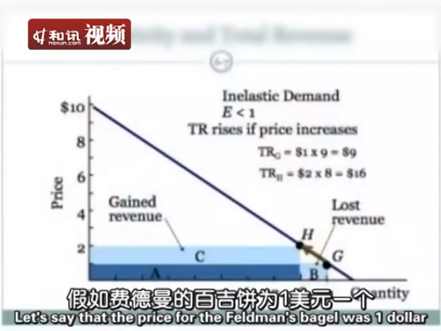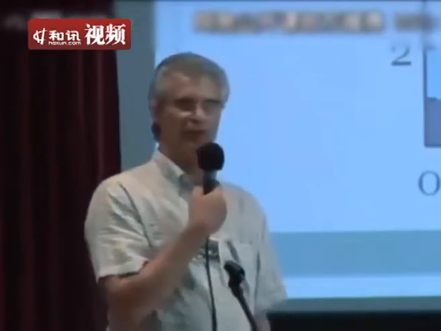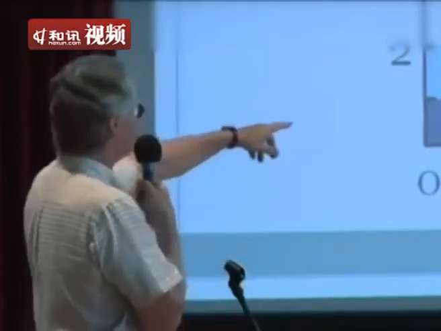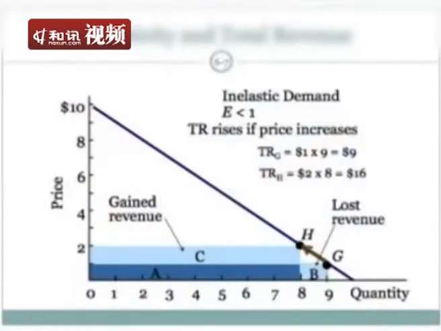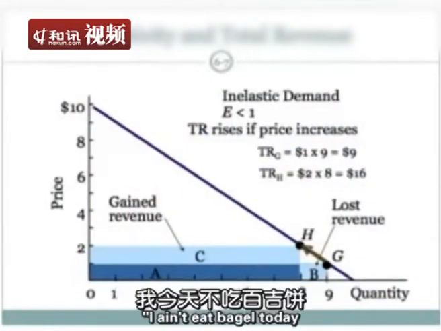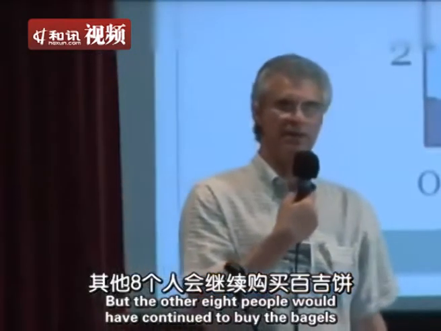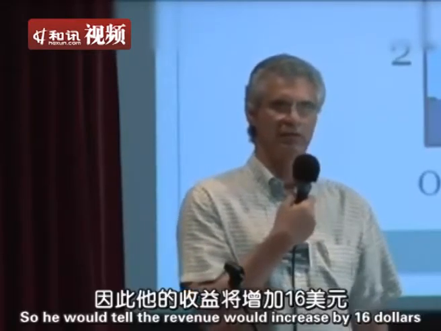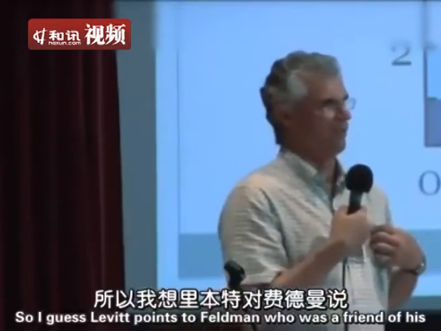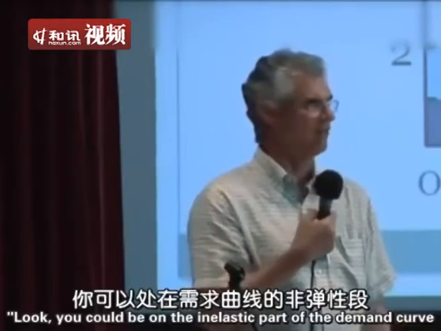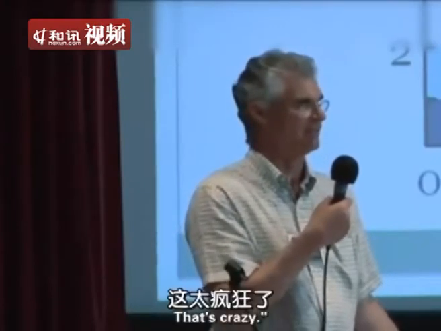Now let's say that the price for the Feldman bagel was $1, and he had never experimented with raising the price. Would that have been a smart idea? Why not? Well, let's say he moved it to $2. Would he have made more money looking at that graph, do you think? Yeah, he would have. You would have lost B because one person would have substituted, okay? You would have sold 8 bagels as opposed to 9. So one person says, I ain't eating a bagel today. He's double the price. I'm going to have a donut. But the other 8 people would have continued to buy the bagel. So his total revenue would have increased by $16, and he would have lost 9. So I guess Levitt's point to Feldman, who was a friend of his, look, you could be on the inelastic part of the demand curve, and you haven't experimented with price. That's crazy.